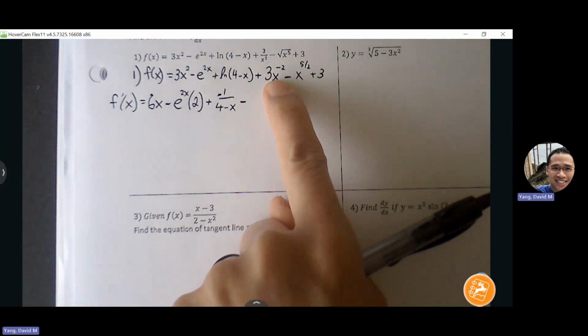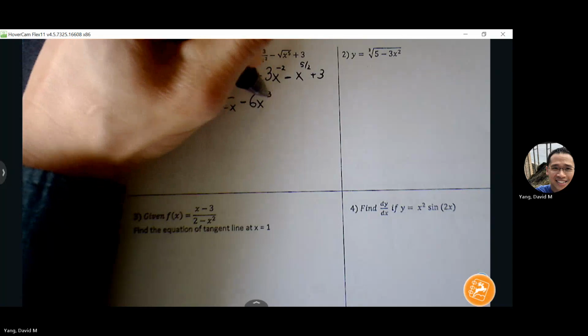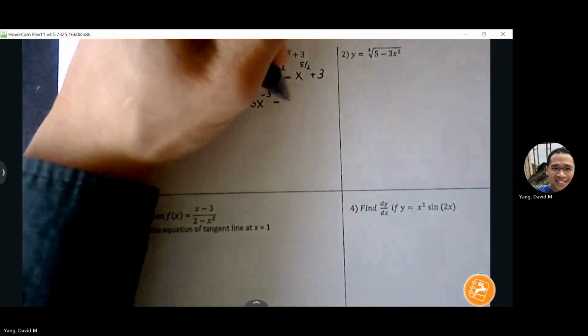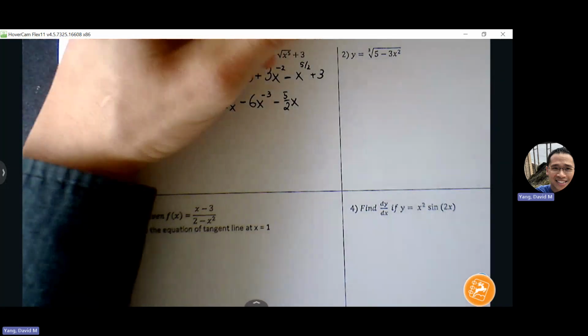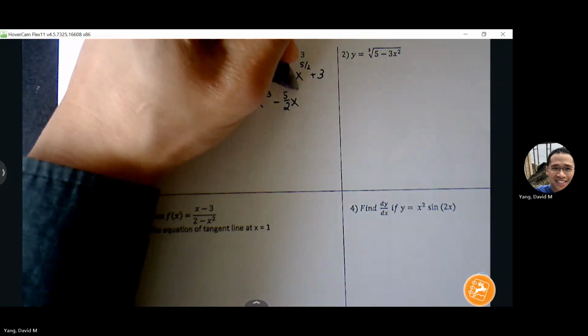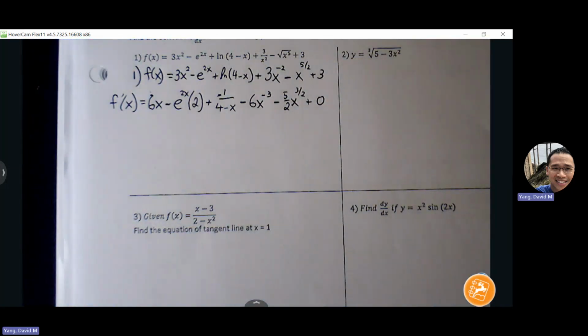Power rule, bring down the exponent, subtract 1 from the exponent. Same thing with x to the 5 halves. And then that 3 goes to 0, right? I can make it drop out.